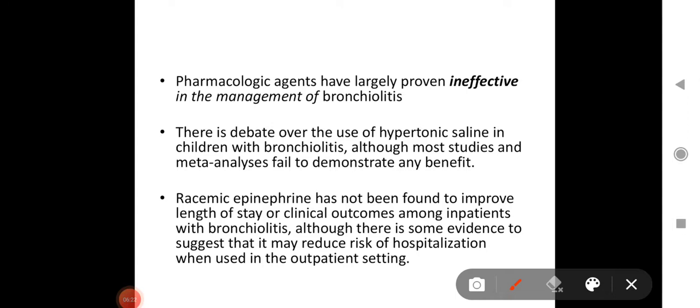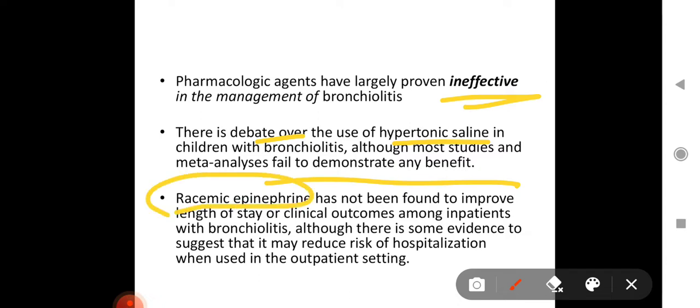Pharmacological agents have been proven to be ineffective in the management of bronchiolitis, and there has been a debate over the use of hypertonic saline in children with bronchiolitis for nebulization, although most studies and meta-analyses failed to demonstrate any benefit. Racemic epinephrine has not been found to improve length of stay or clinical outcome among patients with bronchiolitis, but there is some evidence to suggest that it may reduce the risk of hospitalization when used in the outpatient setting.